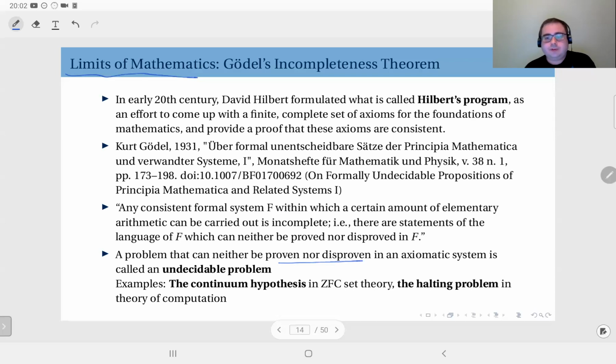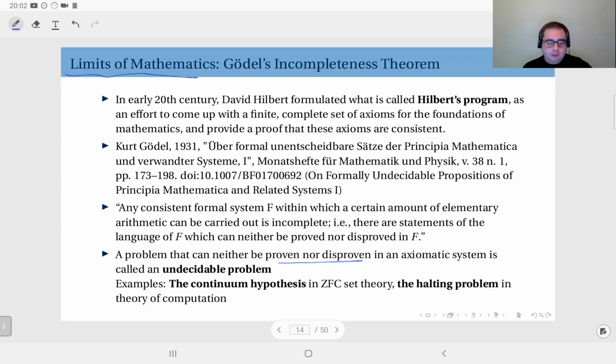And we have, in fact, a huge number of undecidable problems now that were proven to be undecidable. What does undecidable mean? It means that in the given axiomatic system, we can never prove them nor disprove them. That means there are certain statements that we will not be able to assign a truth value, either true or false. It cannot be known, okay?